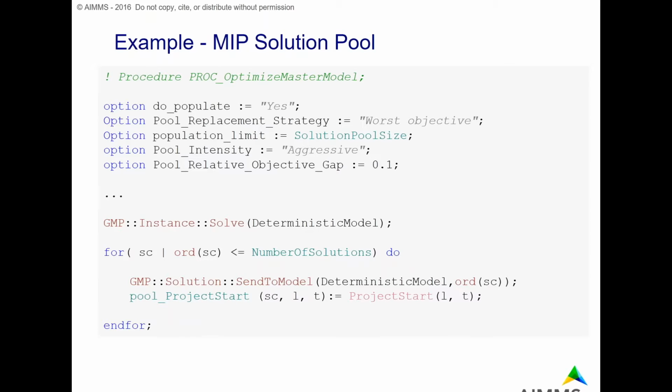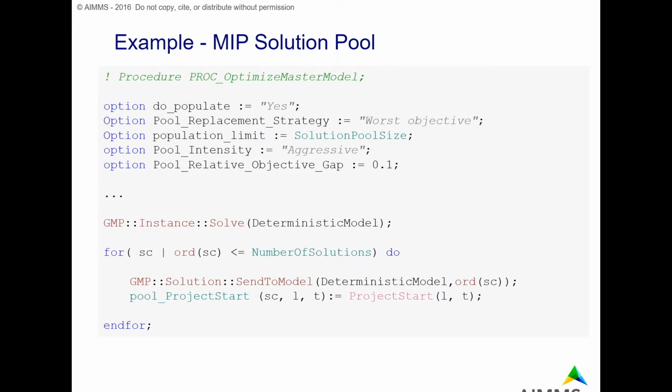Now we have set up different options, for example, pool replacement strategy. There are different strategies you can set. Population limit, so we want to generate up to the solution pool size number. That's the number we want to have in the solution pool. There are also other strategies or options you can set here, for example, pool intensity and pool relative objective gap. You can read more about those options in the AIMMS documentation to see what the different options are and which option works best for which circumstance.